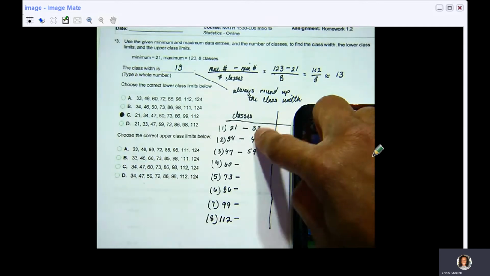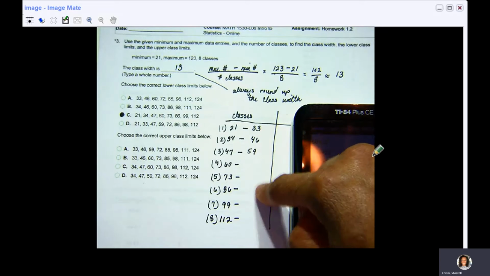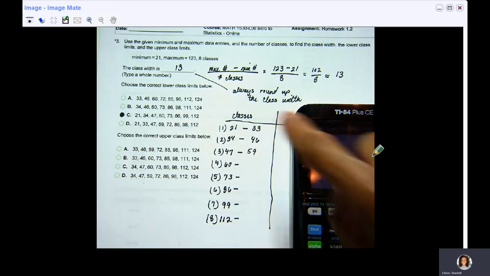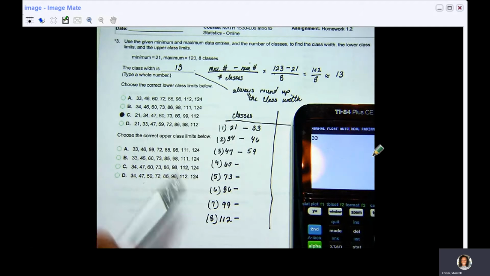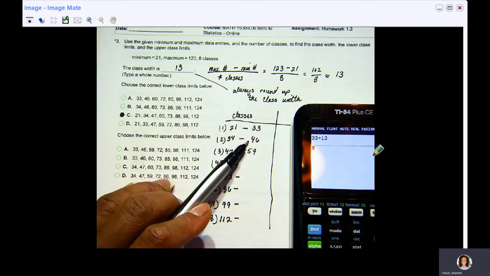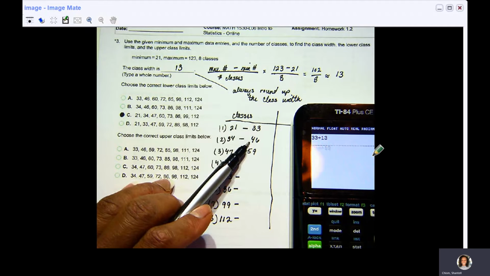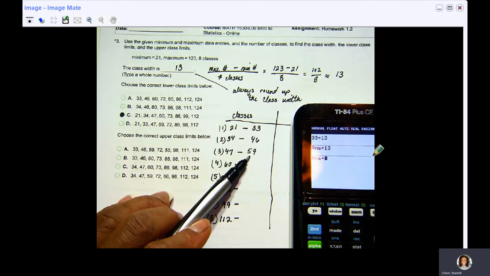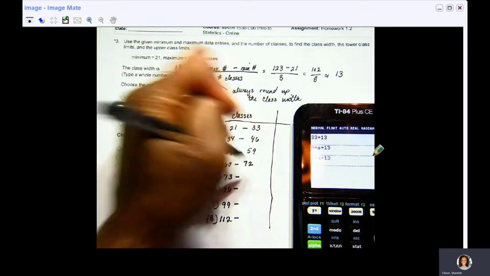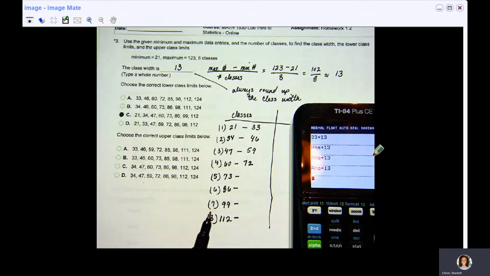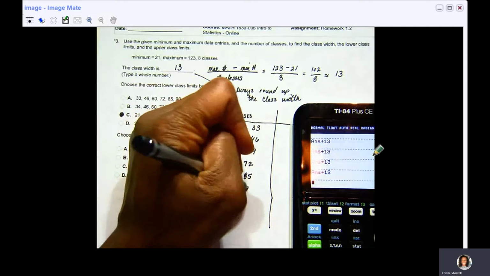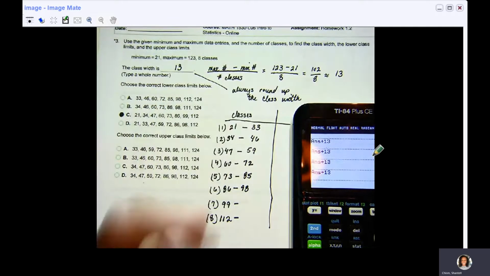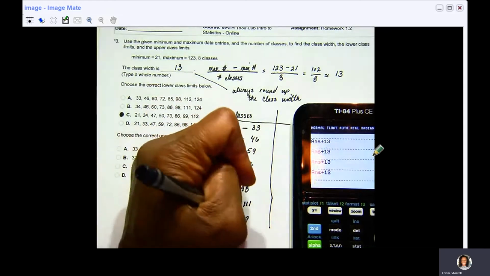Okay? Now you can also approach these upper limits the same way that you did the lower limits. You got your starting value. You can take that first one and just keep adding the class width repeatedly to get the next one. So 33 plus 13 gives you 46. 46 plus 13 gives you 59. 59 plus 13 gives you 72. 72 plus 13 gives you 85. 85 plus 13 gives you 98. 98 plus 13 gives you 111. And then 111 plus 13 gives you 124.